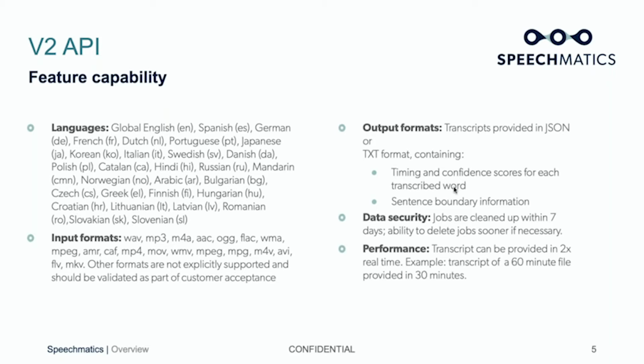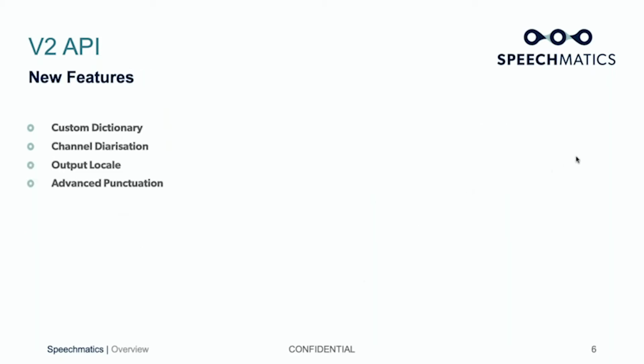So this is just an overview here of the new features. So custom dictionary and channel diarisation that we mentioned. So custom dictionary, if you're not familiar with it, allows you to add words that are not in our existing vocabulary. So special words that maybe you use in your use cases, like names, companies, abbreviations, and so on. So you can add those into our dictionaries. Channel diarisation, if you have audio that's encoded in multiple channels or streams within a single file, then you can apply labels, speaker labels to those.